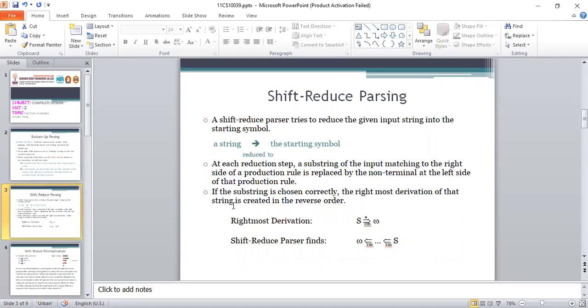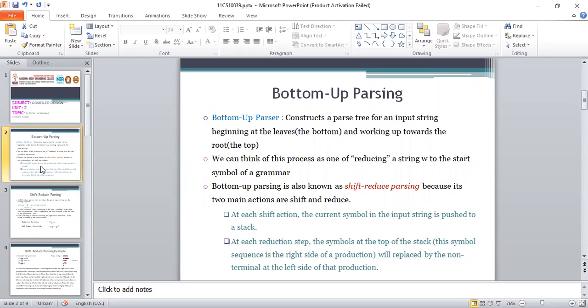Rightmost derivation will be applied in the bottom-up parsing technique. In bottom-up parsing, we have shift reduce parsing and LR parsers. In top-down parsing, we have predictive parsers or LL(1) parsers.